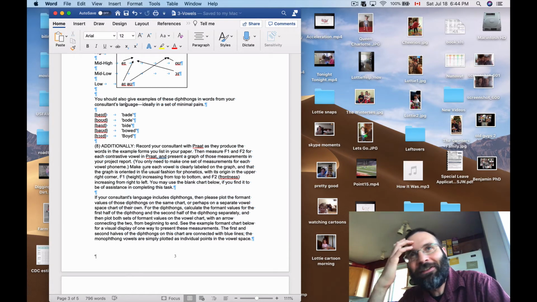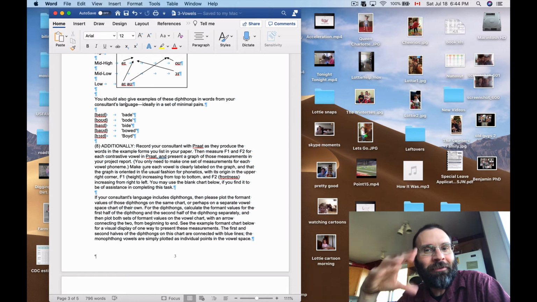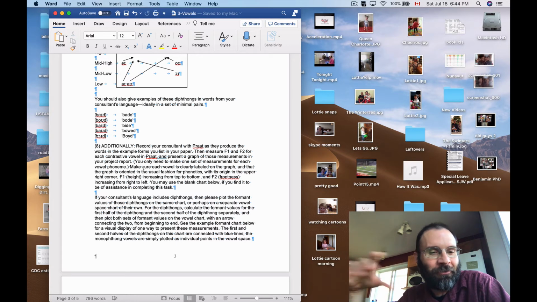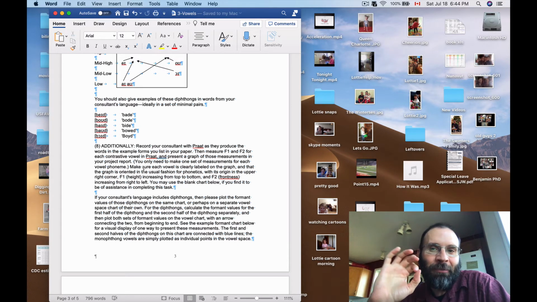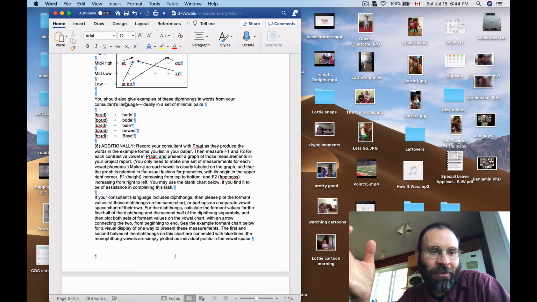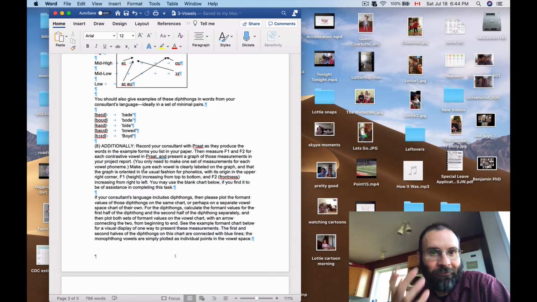Last year when I did this, there were students who sent me 3 or 4 or 5 repetitions of their consultant producing each vowel. That's kind of overkill. You really just need one good one, and then send me the acoustic measurements you get for the formants for those vowels, for whatever tokens you send me. But you only need one set of measurements for that vowel category.